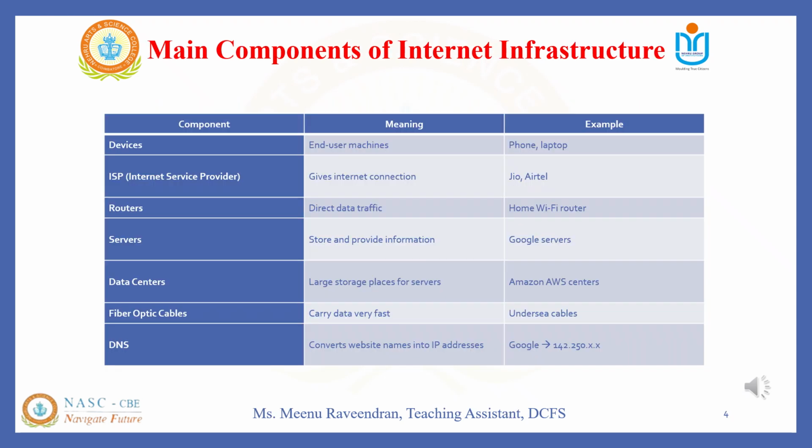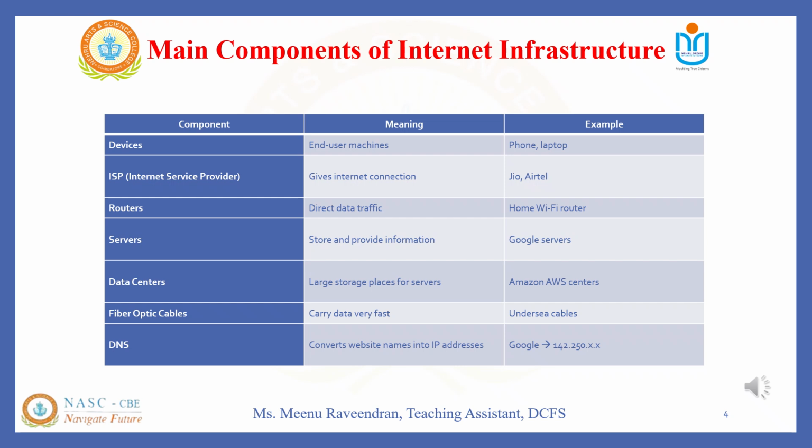Now let us discuss the major components. The first component is devices. These are the end user devices such as smartphones, laptops, desktops and tablets. Second is Internet Service Provider or ISP. Companies like Airtel, Jio and BSNL provide internet connectivity to users. Third are routers. Routers direct data traffic and decide the best path for data packets to travel.